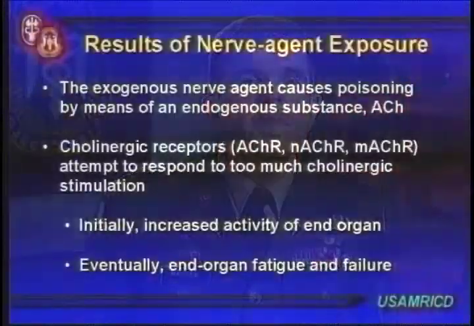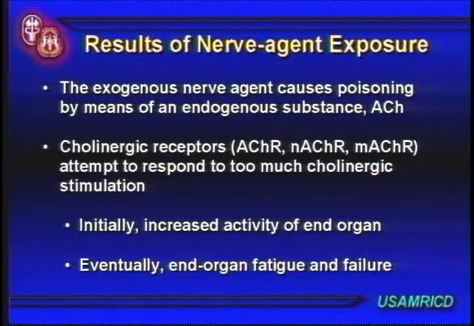When the enzyme normally responsible for turning off a nerve impulse is poisoned, it means that the end organ, whether it's another nerve, a skeletal muscle, a smooth muscle, or a gland, is hyperstimulated. And if this is a skeletal muscle, we're talking about twitching, fasciculations, and eventually, once the muscle or other end organ becomes fatigued, failure of that end organ.